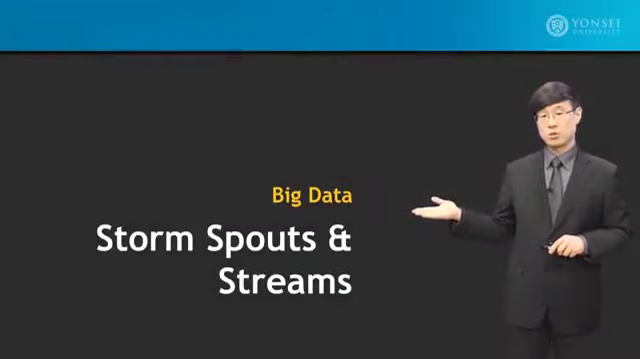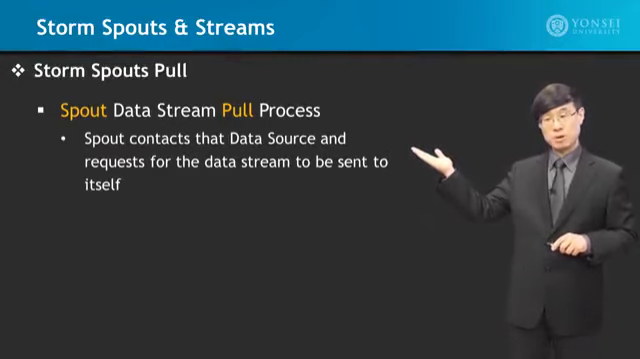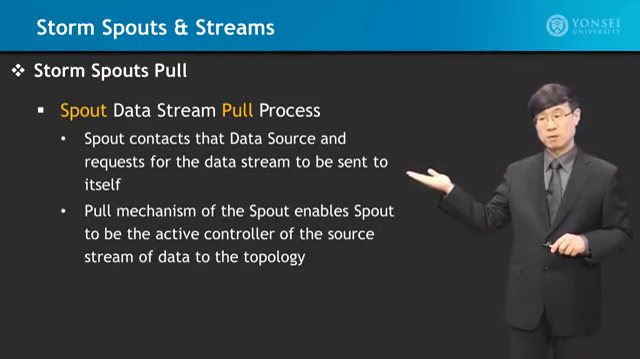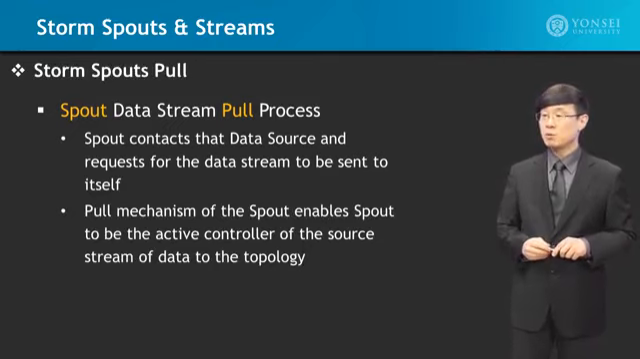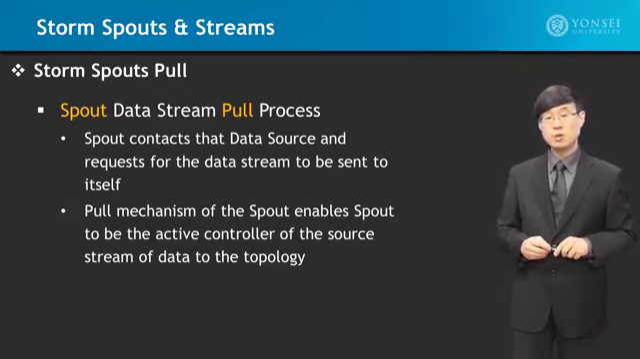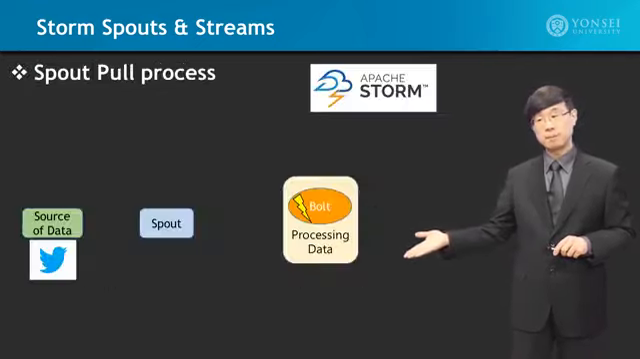Storm spouts and streams. Spout data stream pull process. Spout contacts the data source and requests for the data stream to be sent to itself. The pull mechanism of the spout enables the spout to be the active controller of the source stream of data to the overall topology. Therefore, no queuing node is needed.